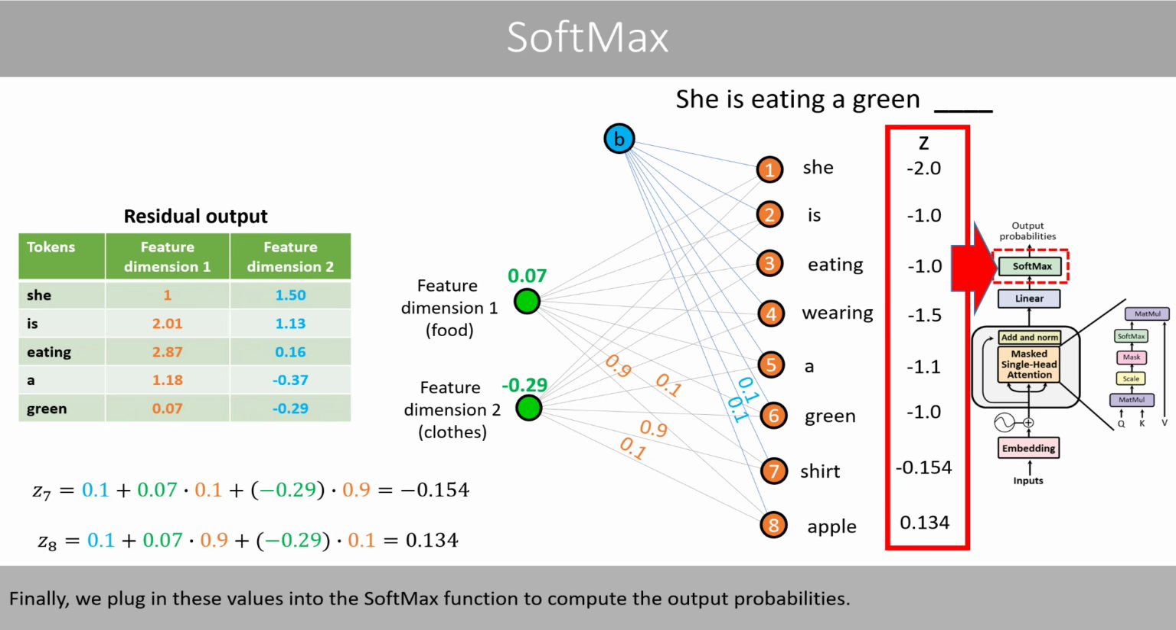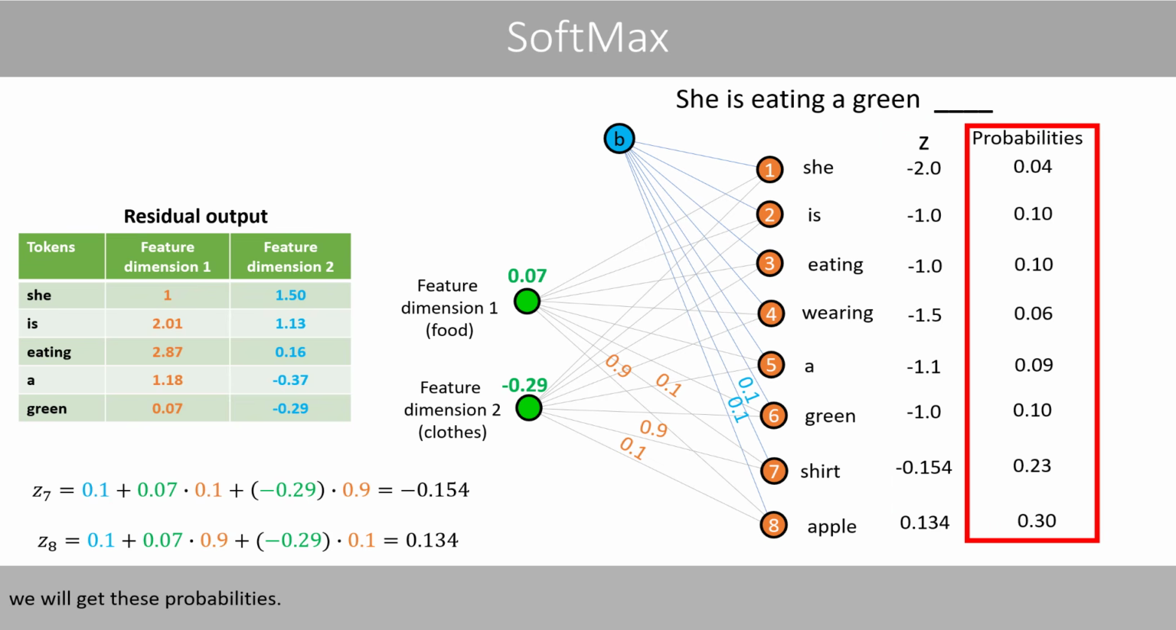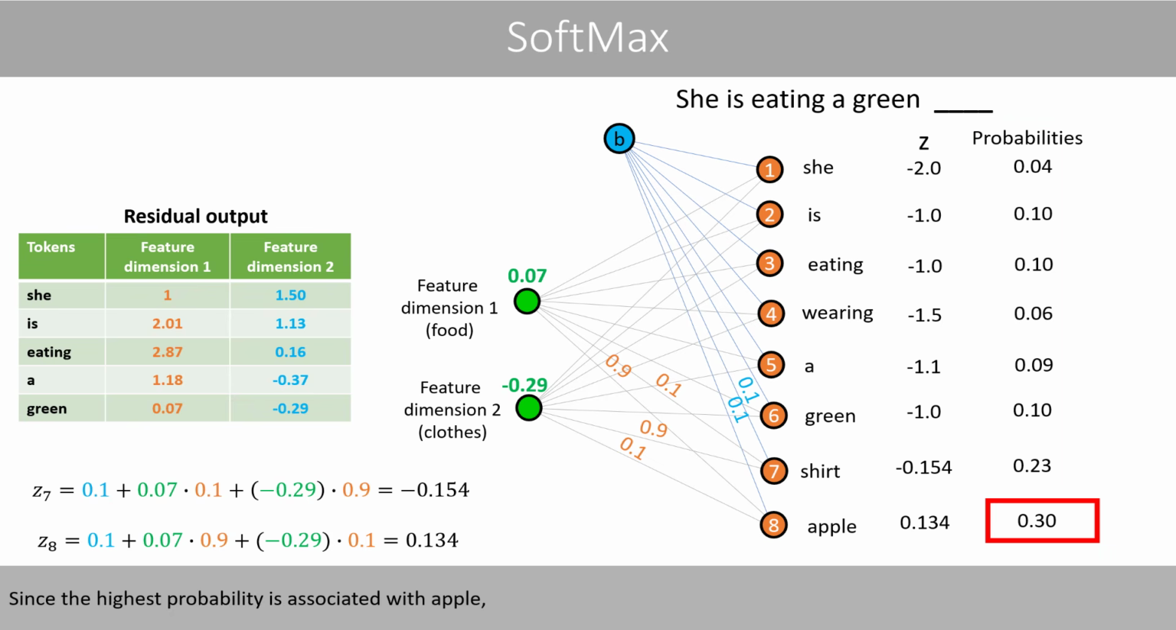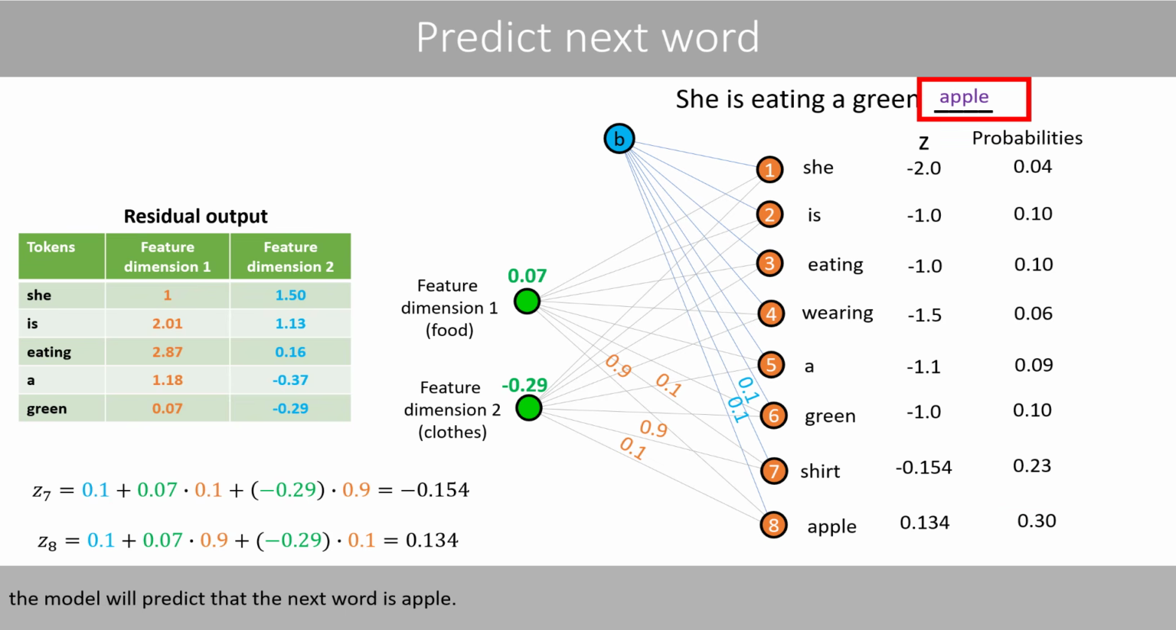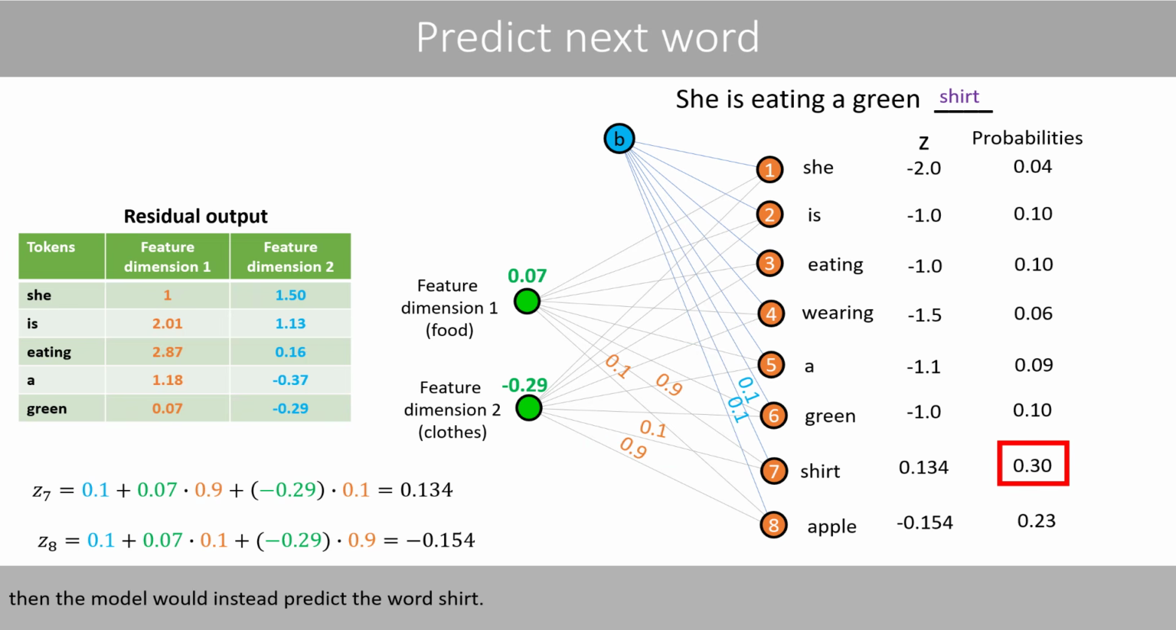Finally, we plug in these values into the softmax function to compute the output probabilities. So, if we apply the softmax function on these values, we'll get these probabilities. Since the highest probability is associated with apple, the model will predict that the next word is apple. Suppose that we would shift these weights. Then the model would instead predict the word shirt.